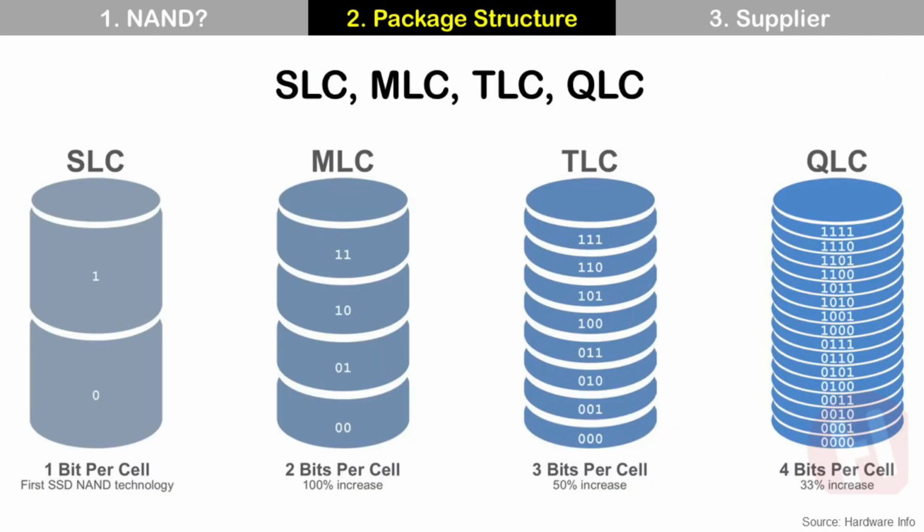For each NAND memory cell, there are 4 different structures: SLC, MLC, TLC, and QLC. SLC stands for single level cell and can store 1 bit per cell. MLC is multi-level cell and can store 2 bits per cell. TLC is triple level cell and can store 3 bits per cell. QLC is quad-level cell and can store 4 bits per cell. SLC is more expensive but more robust than the others, and QLC is cheaper than the others but least robust.